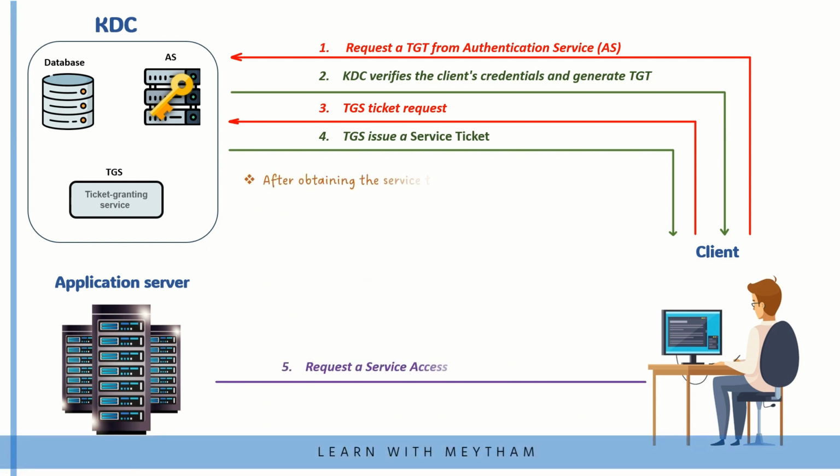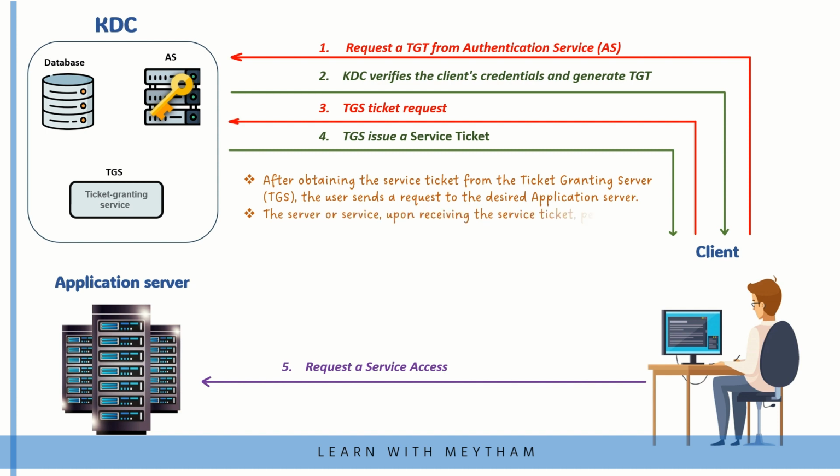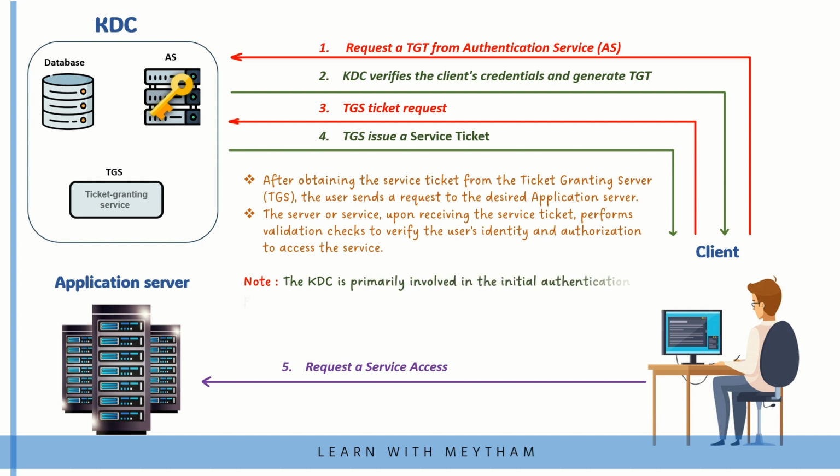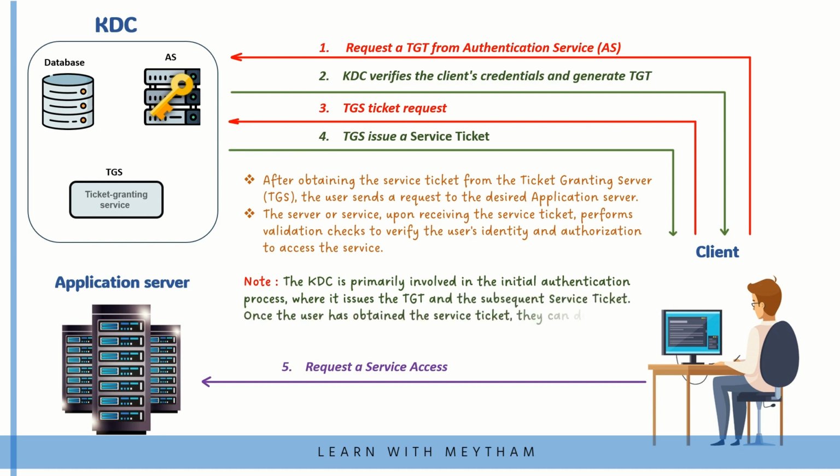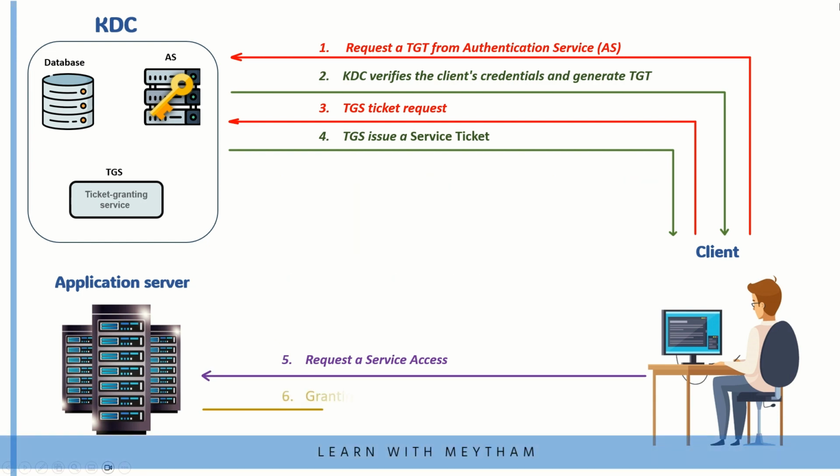After obtaining the service ticket from the ticket granting server, the user sends a request to the desired application server. The server or service, upon receiving the service ticket, performs validation checks to verify the user's identity and authorization to access the service. There's a point that you should consider. As we said, the KDC is primarily involved in the initial authentication process, where it issues the TGT and the subsequent service ticket. Once the user has obtained the service ticket, they can directly communicate with the target service.